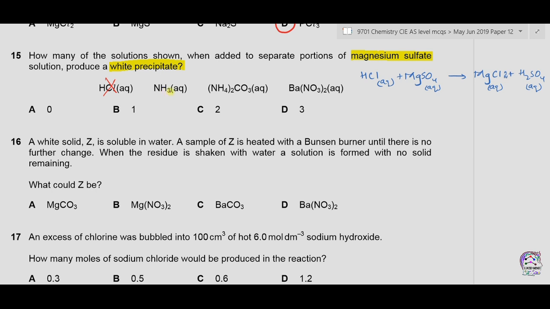Second is ammonia. Let's find out the reaction of aqueous ammonia with aqueous magnesium sulfate. It forms magnesium hydroxide and ammonium sulfate in the presence of water.